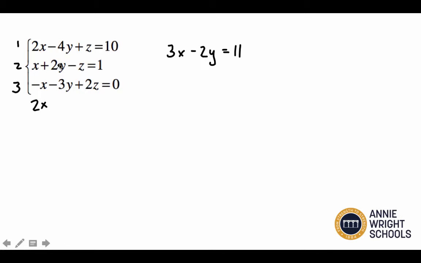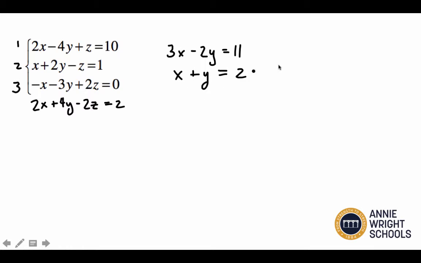2x plus 4y minus 2z equals 2. I'm going to take this new equation and combine it with the third. When I do that, I get x plus y plus 0 equals 2. Now what I can do is solve this system any way I want. I'm going to stick with elimination.